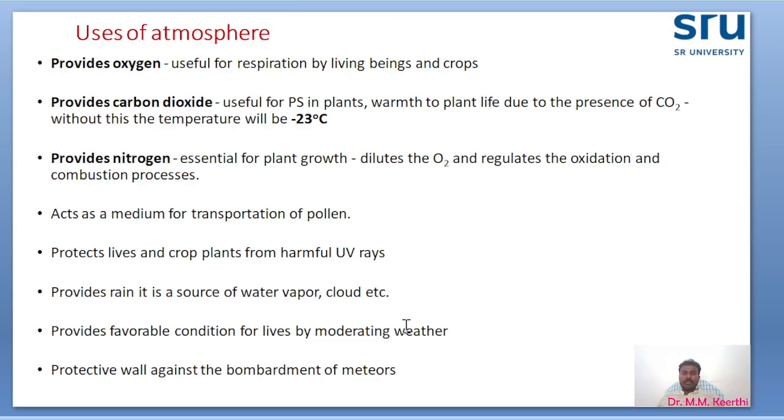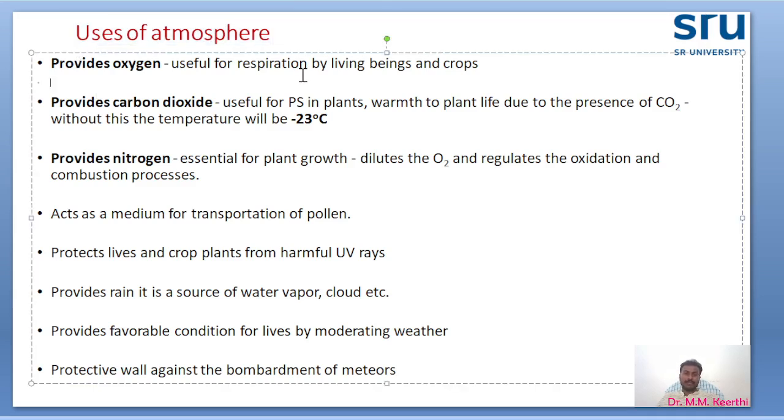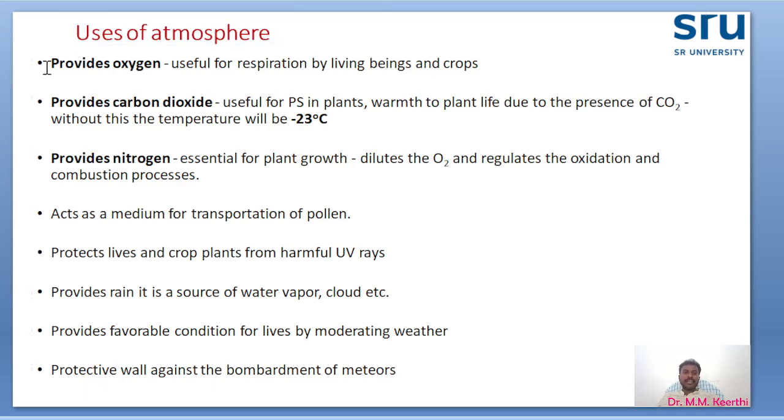Now, first we are going to discuss the uses of the atmosphere. The atmosphere provides oxygen. Oxygen is used for respiration by all living organisms. The second gas is carbon dioxide, which is useful for photosynthesis. Without it, the temperature would reach minus 23 degrees. When the temperature is increasing, it is because of the carbon dioxide it holds.